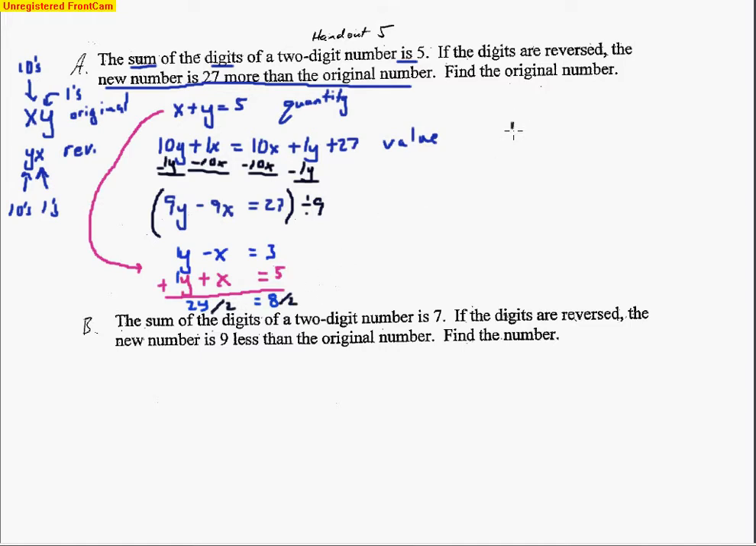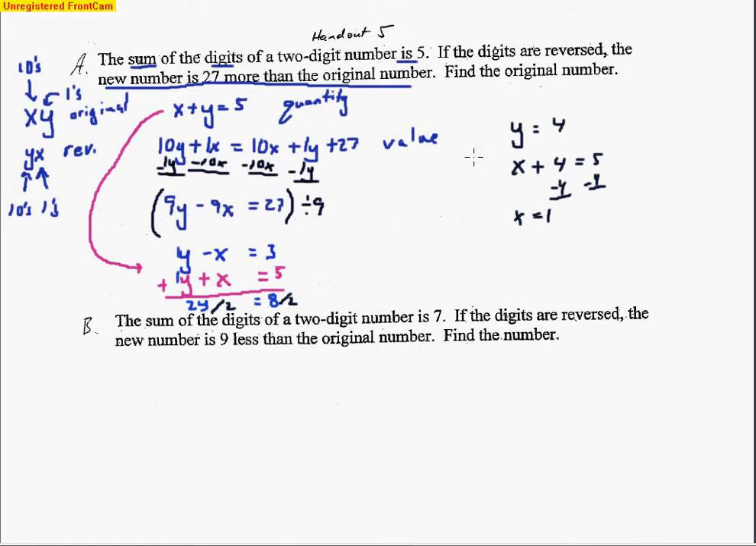So y equals 8 divided by 2 makes 4. Well, to find x, just substitute back into the quantity equation. So remember, it's x plus y. Well, y is 4, we now know, equals 5. So x, well, when we subtract that 4 from all sides, we get x equals 1.